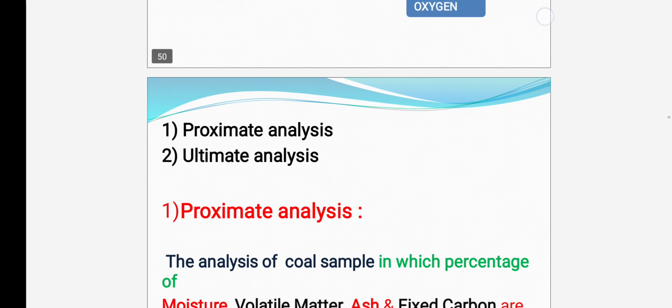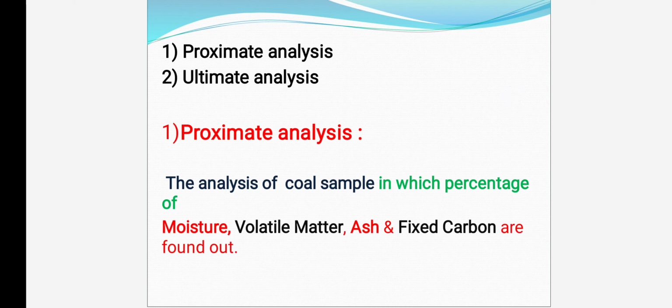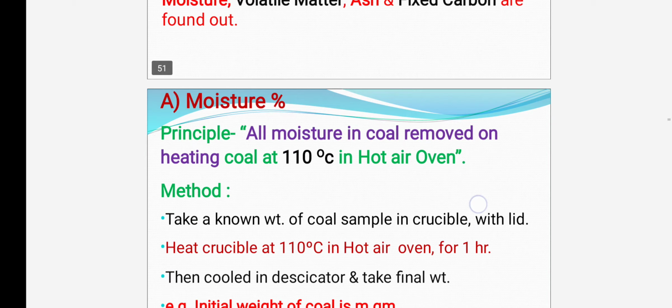Now dear students, one by one we will see. So in that, first one, proximate analysis. Now what is the principle of proximate analysis? Under proximate analysis we do the analysis of a coal sample, in which we are going to find the percentage of moisture, then percentage of volatile matter, then percentage of ash, and last, fixed carbon is found out. So this is the principle of proximate analysis.